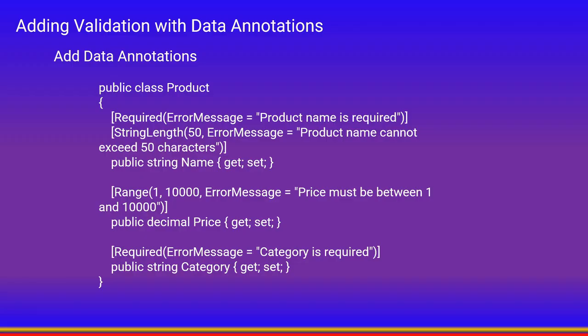ASP.NET Core makes it easy to define validation rules using data annotations. These are simple attributes you can add to your model properties. For instance, we have marked Name as required and limited its length to 50 characters. We have also validated the price range and made Category required. These annotations ensure validation rules are tightly coupled with the model itself, making your application cleaner and more maintainable.